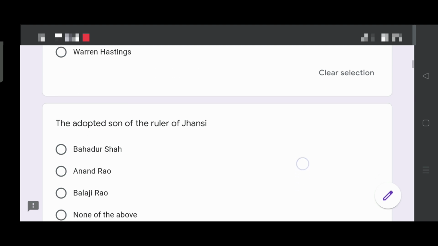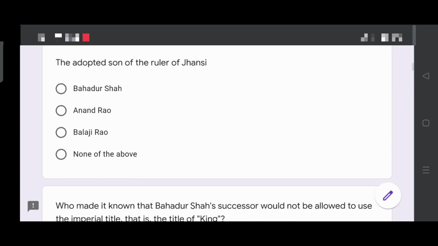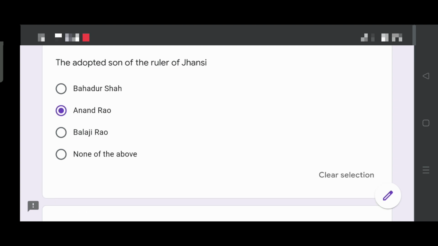The adopted son of the ruler of Jhansi: Bahadur Shah, Anand Rao, Balaji Rao, none of the above. The right answer, Anand Rao. When the ruler of Jhansi died in 1853, leaving no child, the widowed Rani was pensioned. Their adopted son, Anand Rao, was not recognized as a lawful successor to the throne.